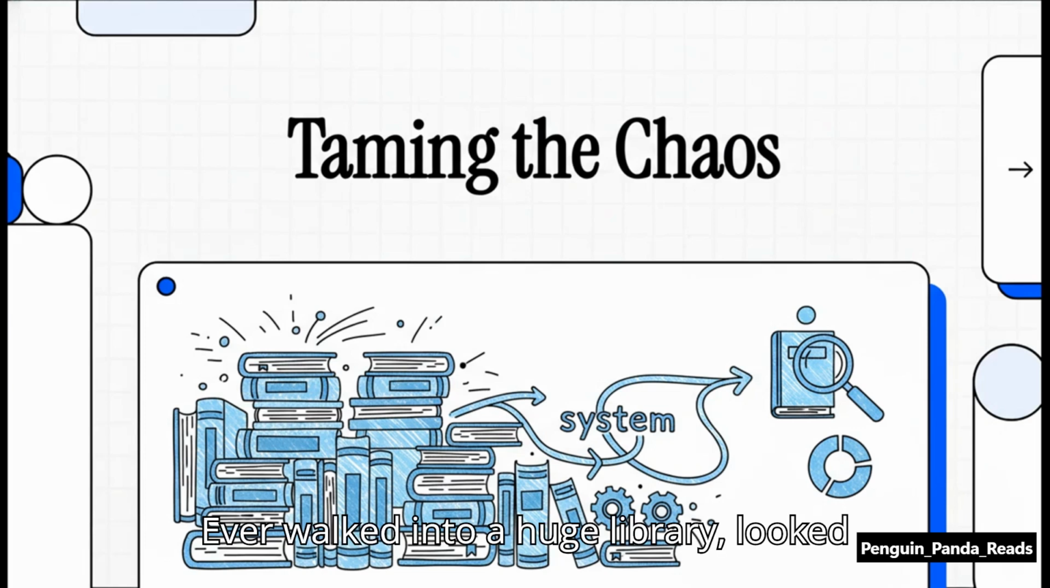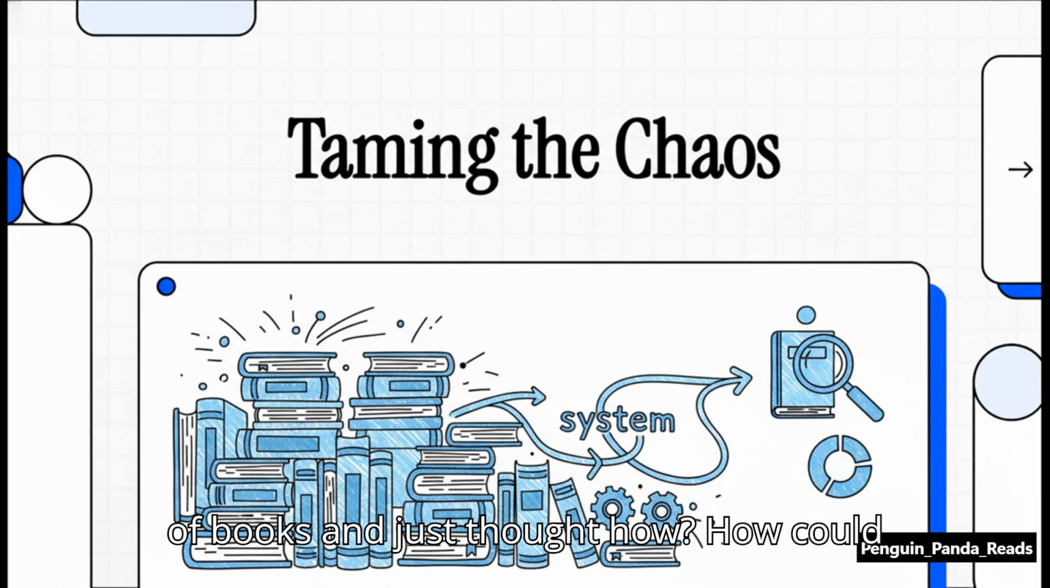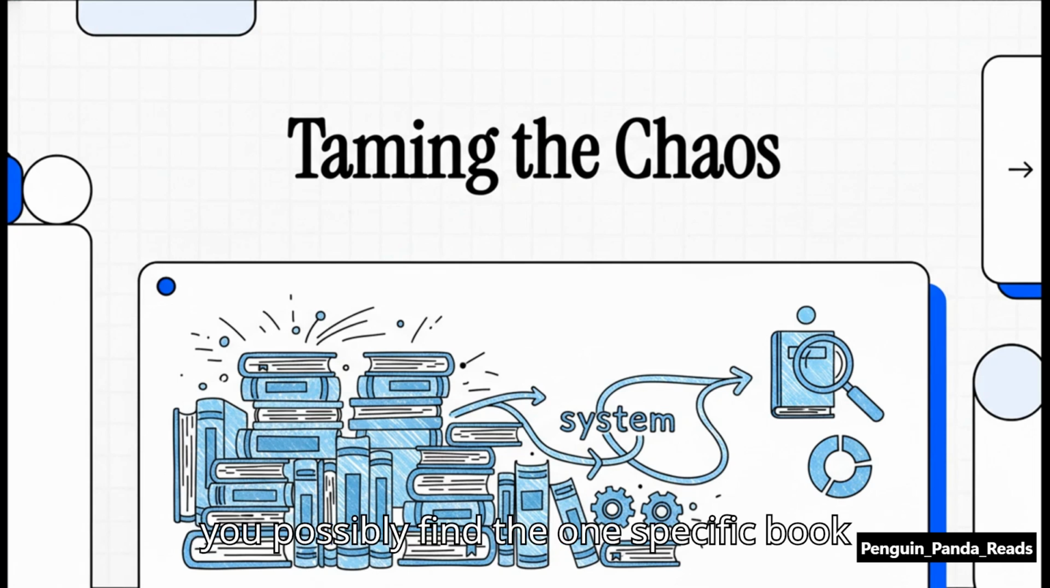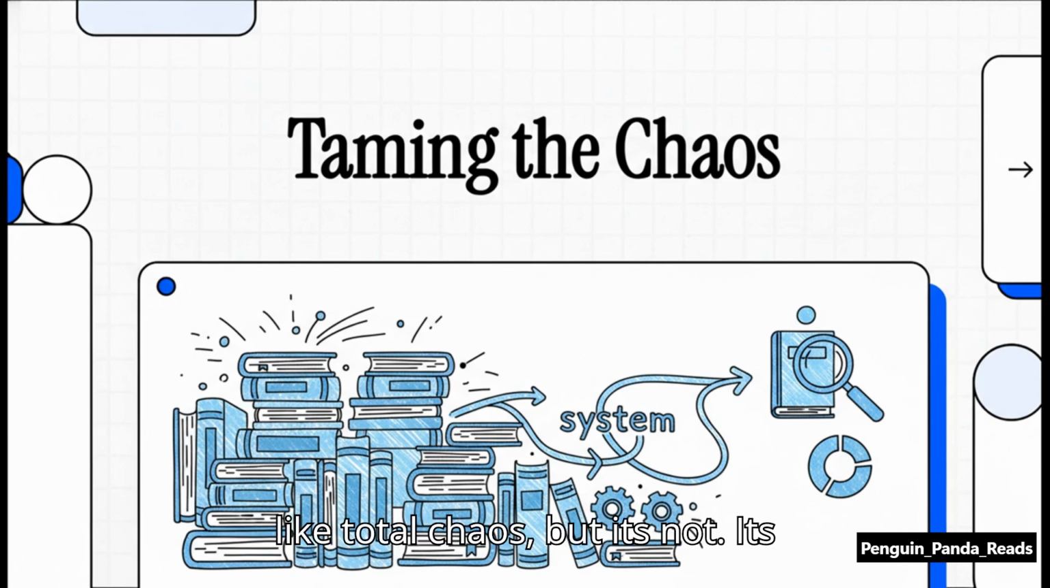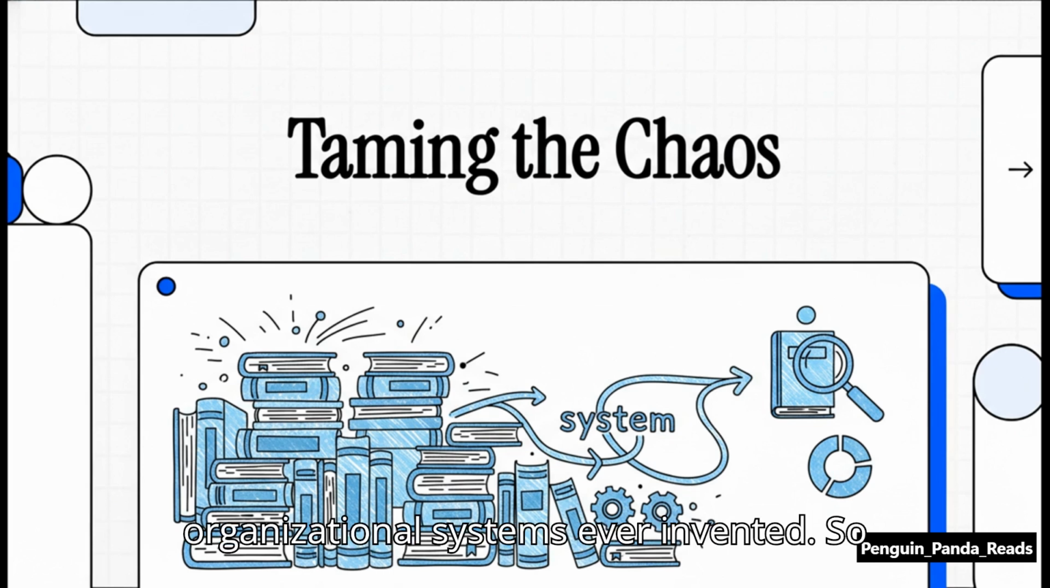Ever walked into a huge library, looked around at the thousands, maybe millions of books, and just thought, how? How could you possibly find the one specific book you're looking for in all this? It looks like total chaos. But it's not. It's actually one of the most elegant organizational systems ever invented.